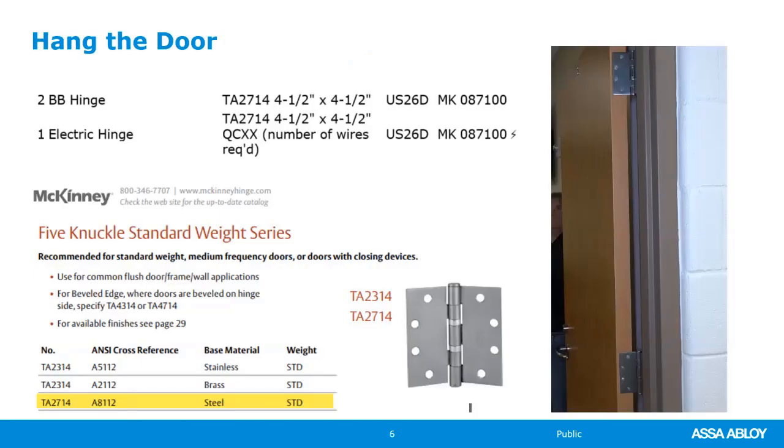Hang the door. It's a moderate frequency door. It's not wide. It's not heavy. So standard weight hinges, anti-friction bearing, steel base metal for fire rated doors, satin chrome finish. The McKinney TA2714 meets all of those requirements. The A is an Oilite bearing instead of a ball bearing. Either one is acceptable by NFPA 80, the standard for fire doors.